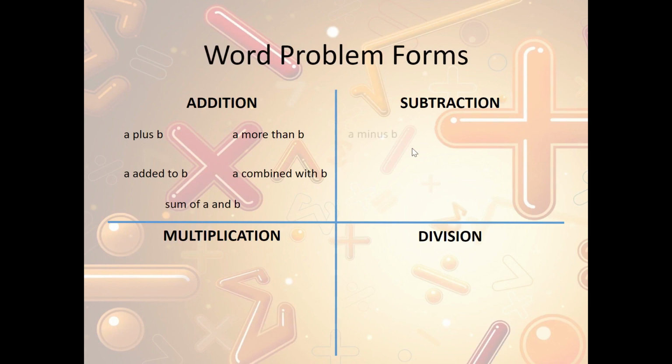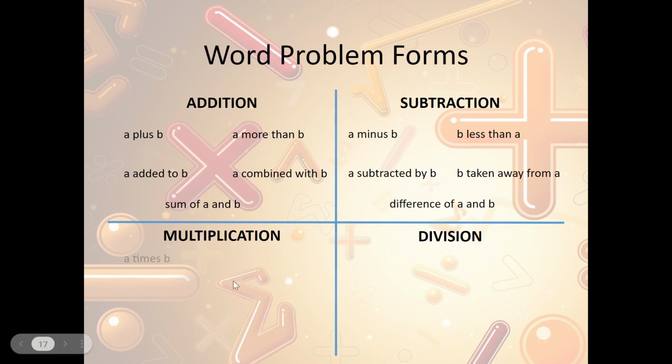Now subtraction can be A minus B. It could be A subtracted by B. It could be B less than A. It could be B taken away from A. Or the big one that I need you to remember is the difference of A and B.